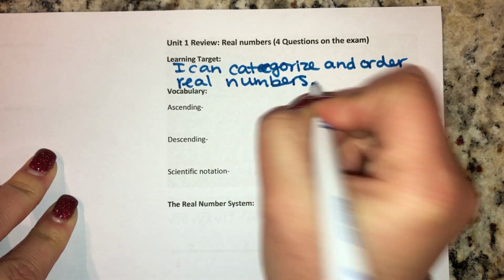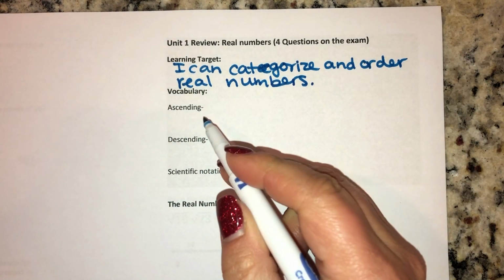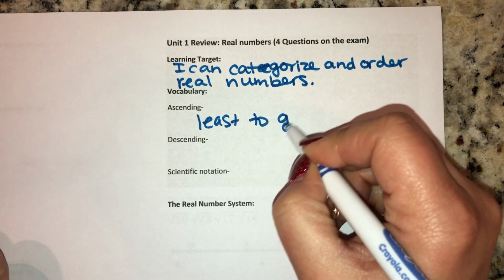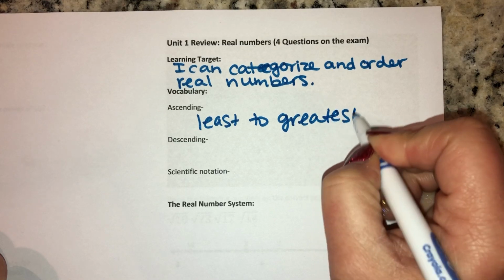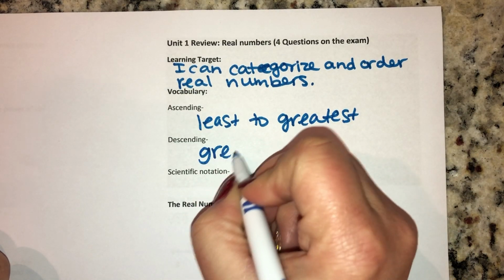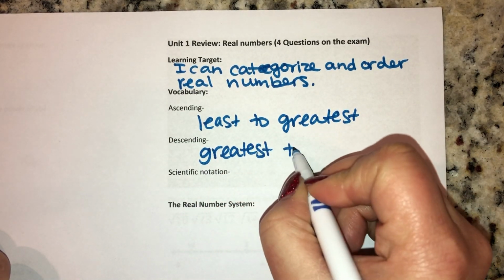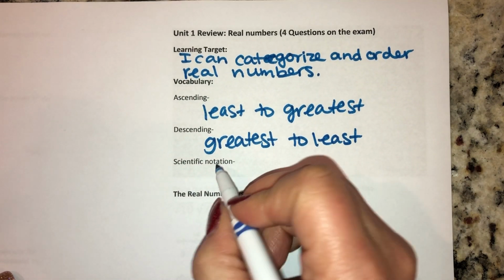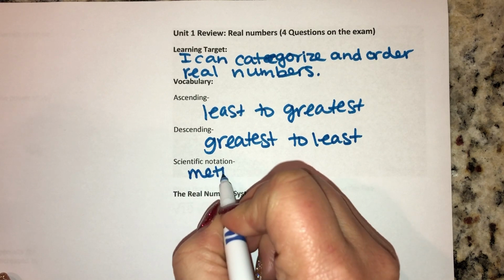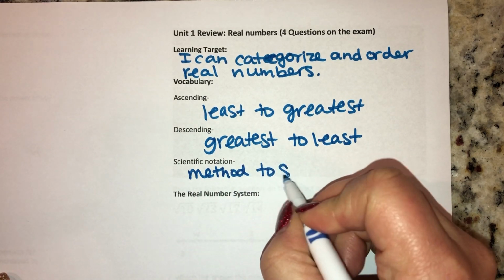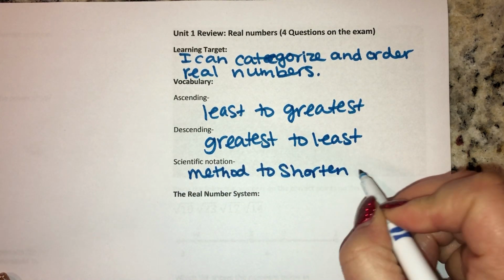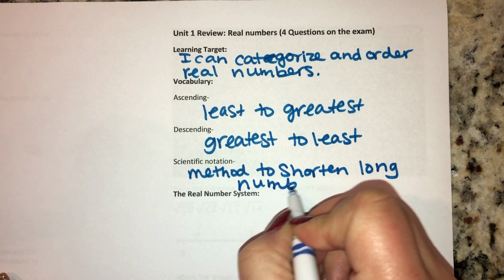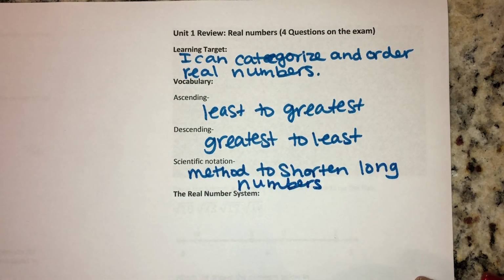real numbers. Okay, some vocabulary. Ascending means least to greatest. Descending means greatest to least. Scientific notation is a method to shorten long numbers. Okay, so it's kind of a way to write it in a simpler form.